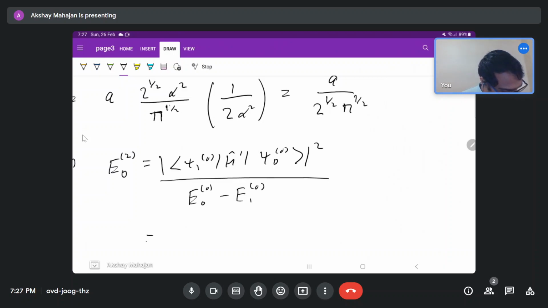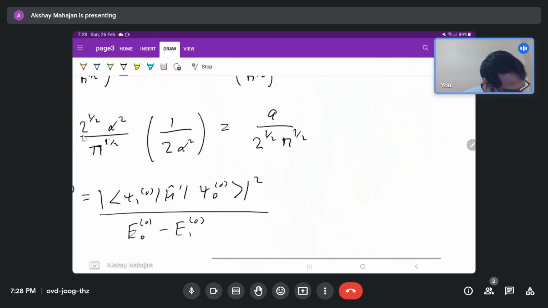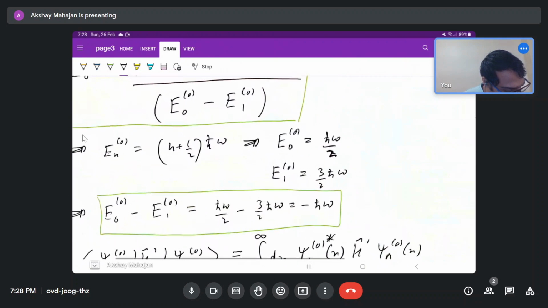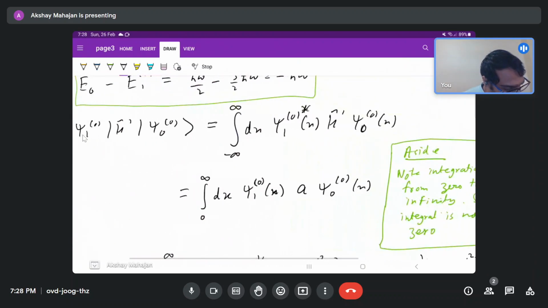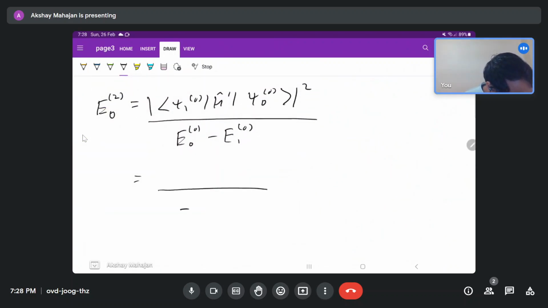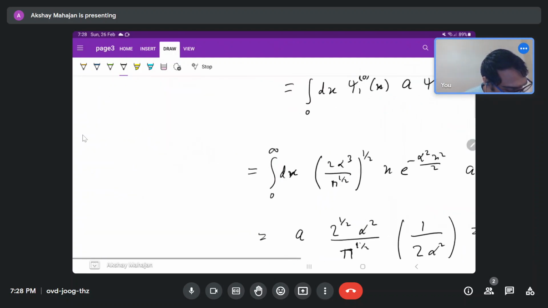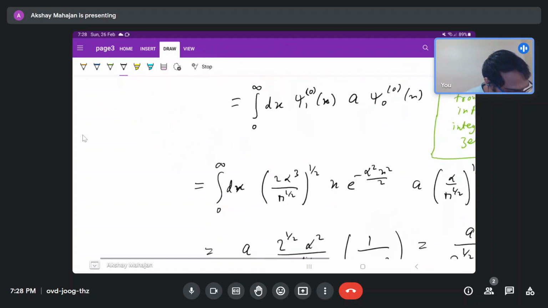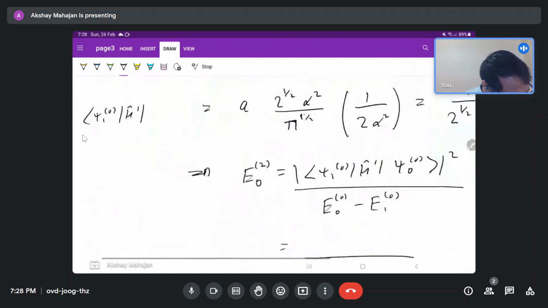Psi 1 of the 0th order, h cap prime, psi 0 of the 0th order, whole square, over E0 of 0 minus E1 of the 0th order. So the denominator we got is minus h cross omega. And the last term that we have obtained is psi 1 of 0, h cap prime, psi 0 of 0.